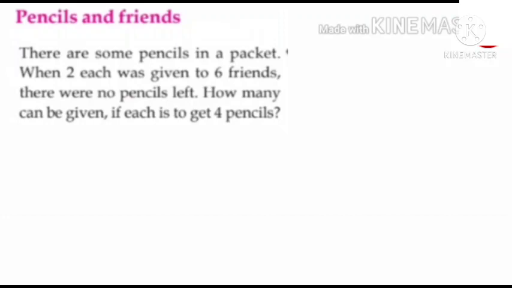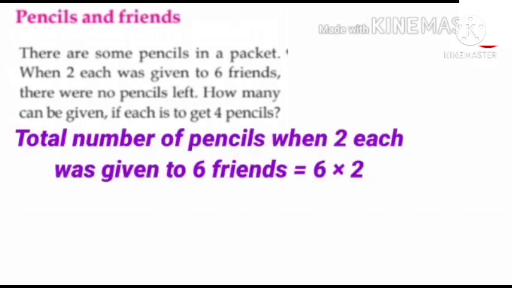That is, total number of pencils when 2 each was given to 6 friends, which is equal to 6 times 2. That is 6 into 2 equals 12. So children, total number of pencils equals 12. Listen, 12 pencils were given to 6 friends with 2 each. There were no pencils remaining.